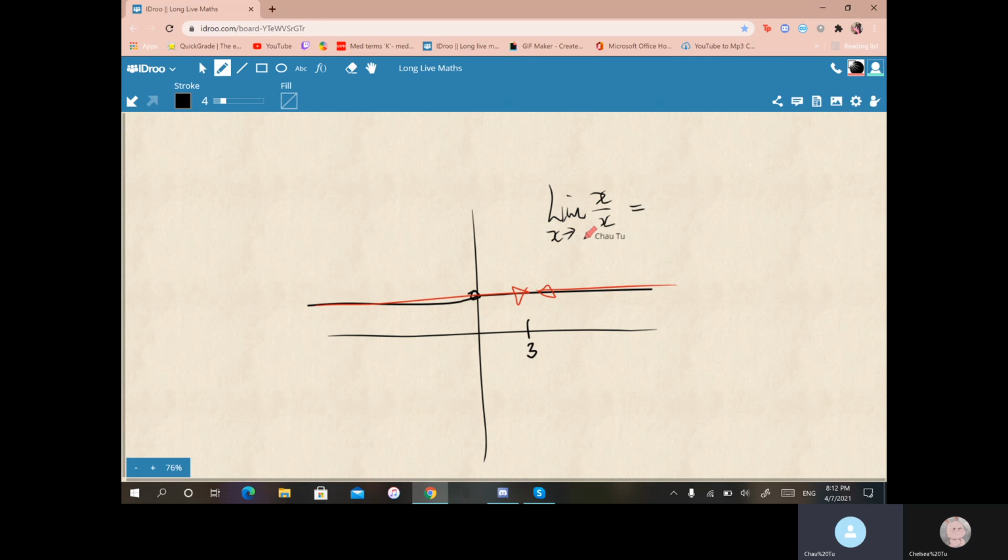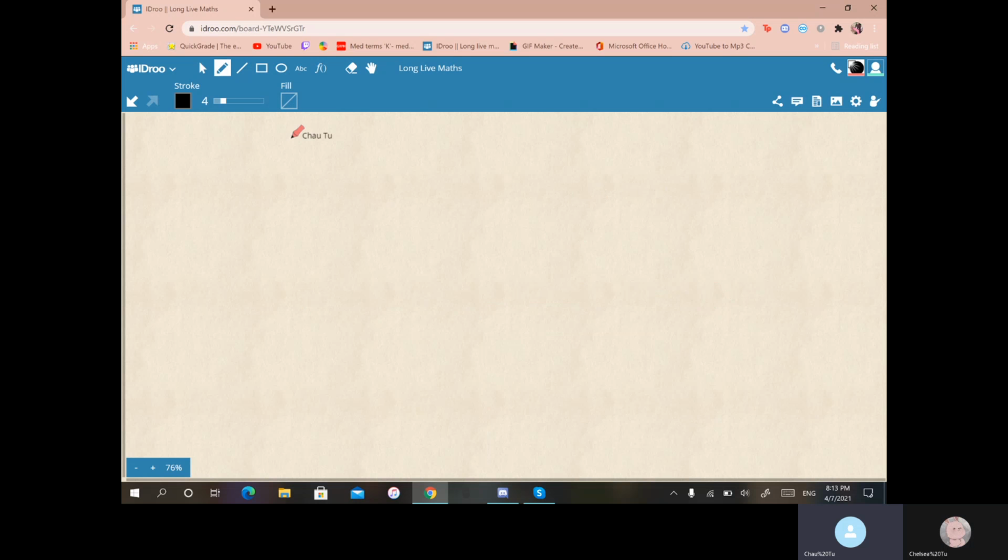What's the limit as x heads towards infinity? 1. Yes, it's still 1, because you're heading all the way to the right, and no matter how far to the right you go, you're going to head towards a height of 1.